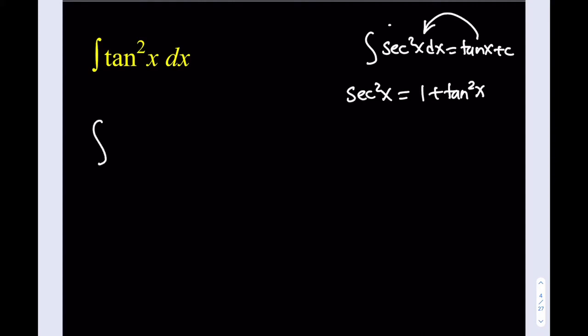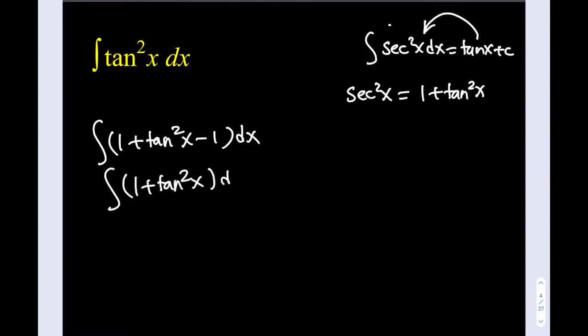So what I'm going to do is add 1 and then subtract it. So this is going to give me something nice because I can now separate them. And as you know, 1 plus tangent squared is going to equal secant squared. So this is going to be the integral of secant squared x dx. And as you know, 1 is very easy to integrate. That's just going to be x. And then plus c, we can put it at the end.